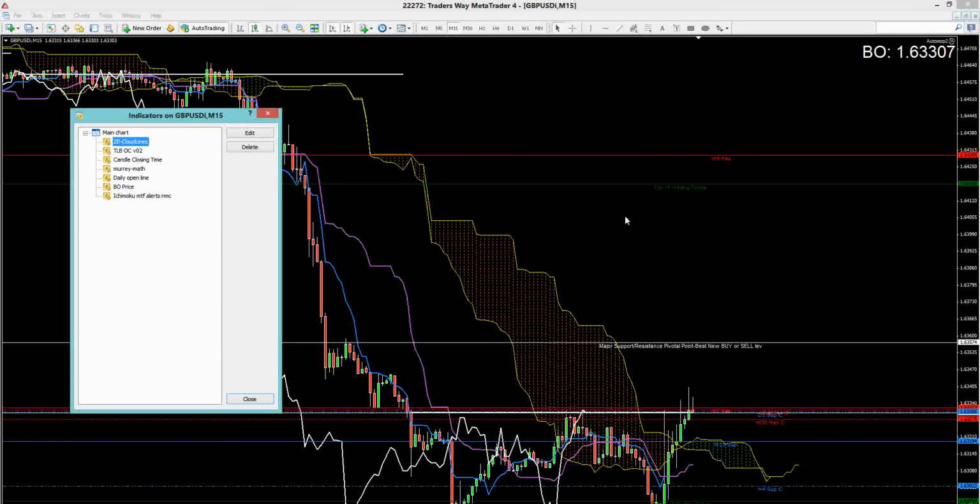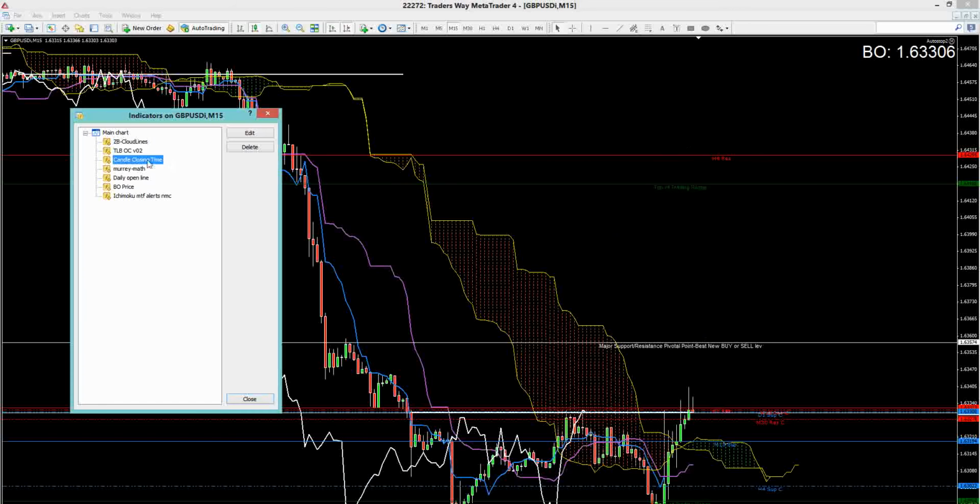I kind of double up on indicators though. I'll explain what that means in a second. I just like the way that it draws it on the screen better. For me, visually, if I have to stare at it all day, I want to like the way it looks. TLB OCV2, that is the support and resist lines.